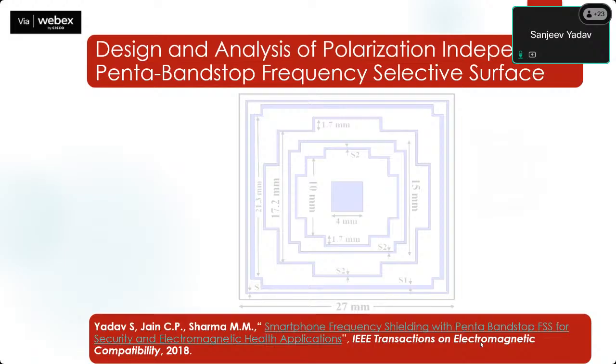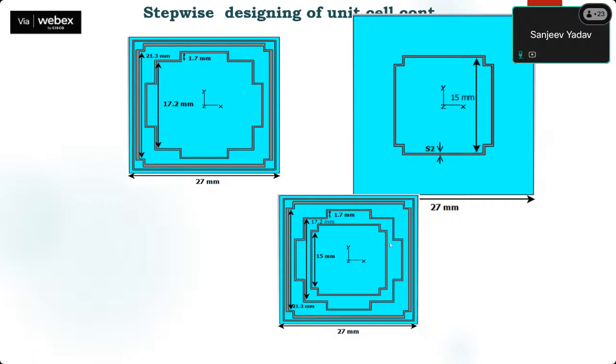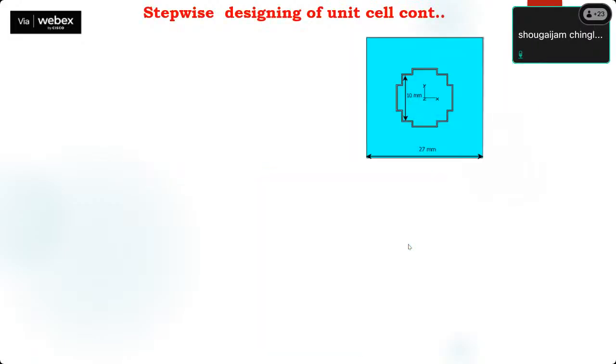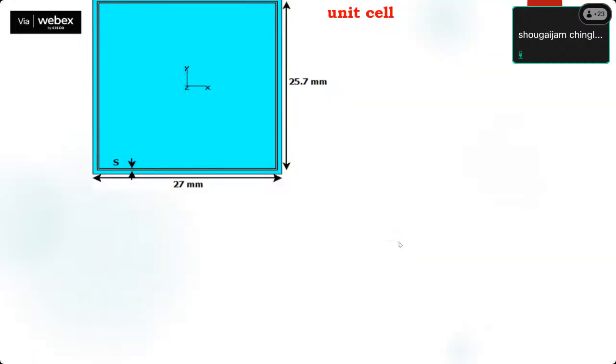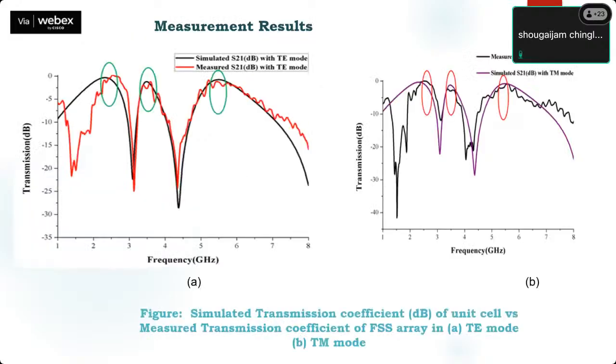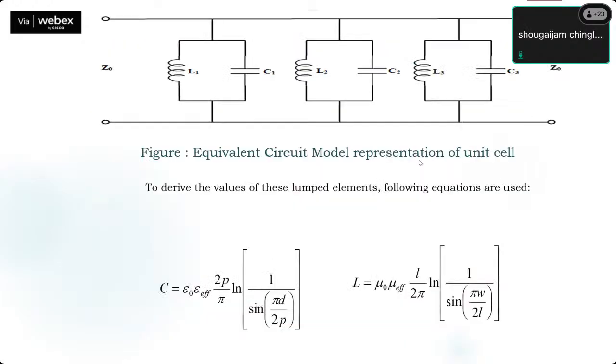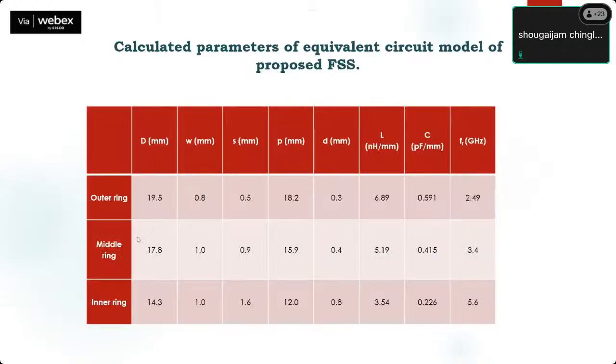And the IEEE Transactions on Electromagnetic Compatibility. Yes, sir. Okay, sir, if you can please go to slide number 92. I saw that for those parallel LC circuits, where you have L1, L2, L3, similarly C1, C2, C3. Here you can see the parameters L1, L2, L3 mean the outer ring, the middle ring, and the inner ring.